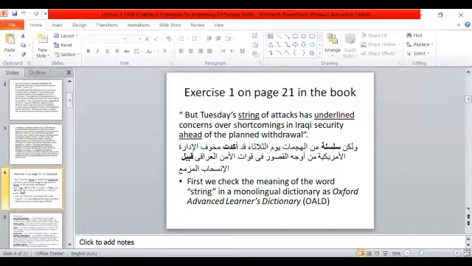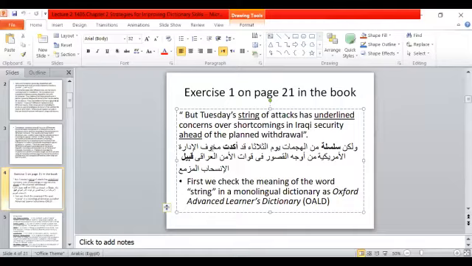This is the sentence that occurs: But Tuesday's string of attacks has underlined concerns over shortcomings in Iraqi security ahead of the planned withdrawal. This is the translation. ولكن سلسلة من الهجمات في يوم الثلاثاء قد أكدت مخاوف الإدارة الأمريكية من أوجه القصور في قوات الأمن العراقي قبيل الانسحاب المزمع. عندنا 3 كلمات: string, underlined, ahead. When we check the 3 words in a dictionary, we will find that they have got several senses. What a translator should do is choose one of these senses.